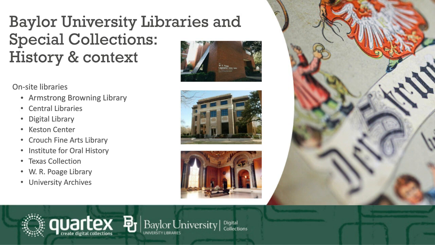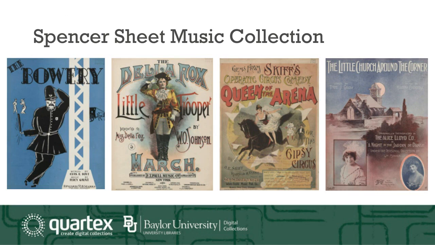Just want to mention a few of our successful projects and collections before moving on to the migration. One of them, our Spencer Collection of American Popular Sheet Music, is out of our Fine Arts Library archive. It contains nearly 30,000 pieces of music collected by Francis Spencer and purchased by the Baylor Libraries back in 1965. This collection was the first large collection we migrated to Quartex. It's our most accessed collection throughout the years and our oldest collection.